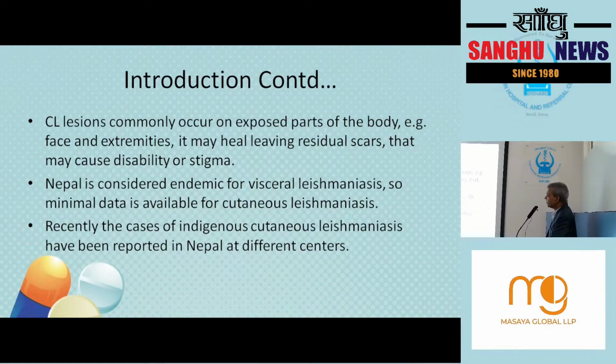Nepal is considered endemic for visceral leishmaniasis, so minimal data is available for cutaneous leishmaniasis. Recently, indigenous cases of leishmaniasis have been reported in Nepal at different centers.